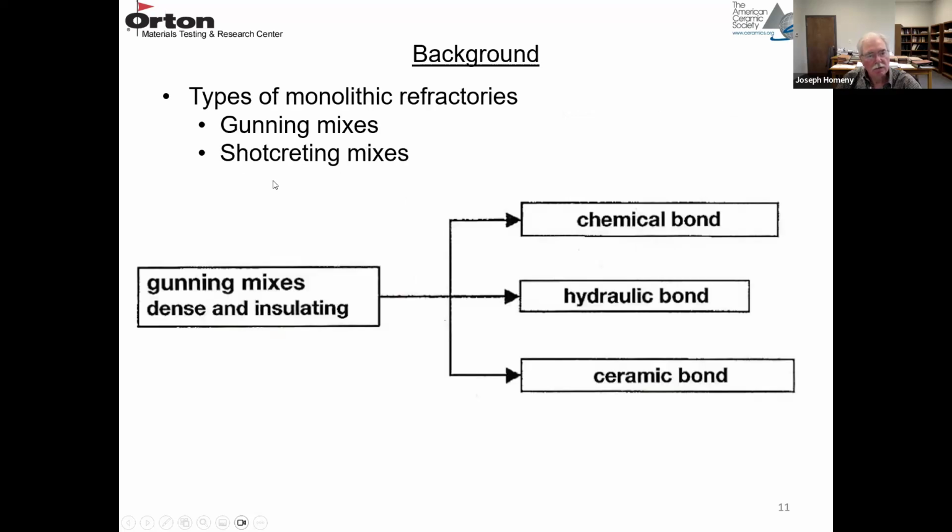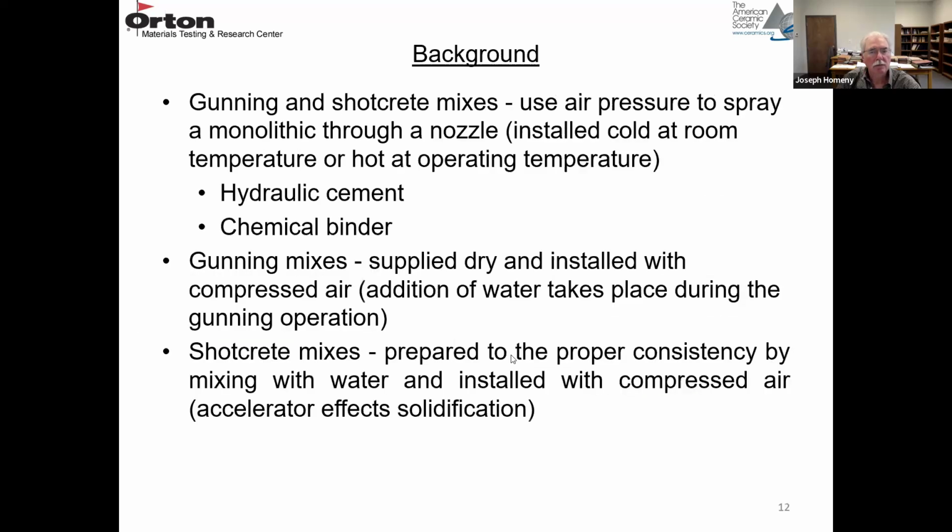There's also gunning mixes and shotcreting mixes. These can be dense or insulating. They can have a chemical bond, a hydraulic bond, and at high temperatures, they're going to form the ceramic bond from the sintering, whether it's solid state or liquid phase sintering. So either one of these, whether it's a gunning mix or a shotcreting mix, you're using air pressure to spray this material through a nozzle.